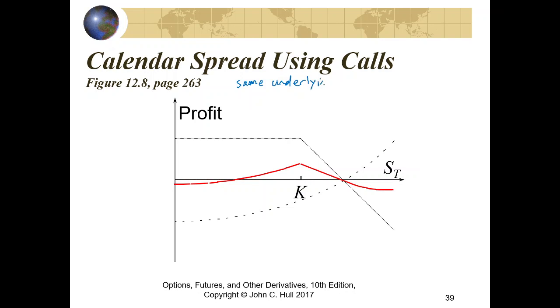Okay, same strike price. Since they have the same underlying, they also have the same expected volatility. Both will have the same risk-free rate. Both will have the same expected dividends on the underlying stock. So the only thing that is different is the time to expiration.